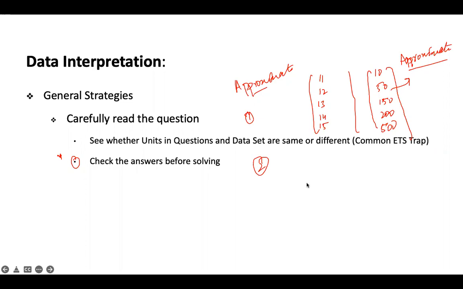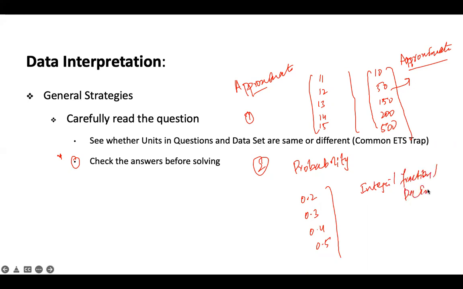The second thing is to see the accuracy of the options. For example, if I am asked about a probability and the options are 0.2, 0.3, 0.4, 0.5, these are in decimal form, right? The possible options could be in integer form, fraction form, or decimal form. And for example, if they are 1/2, 1/3, 1/4, and 1/5, and you're asked to find the probability, see the options.